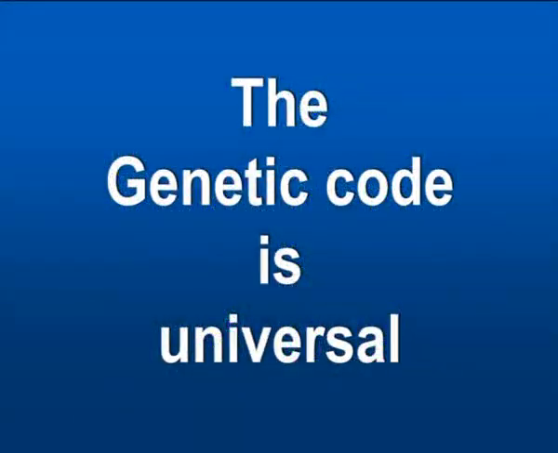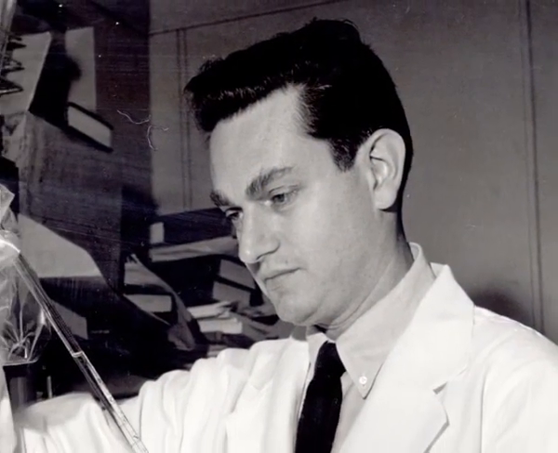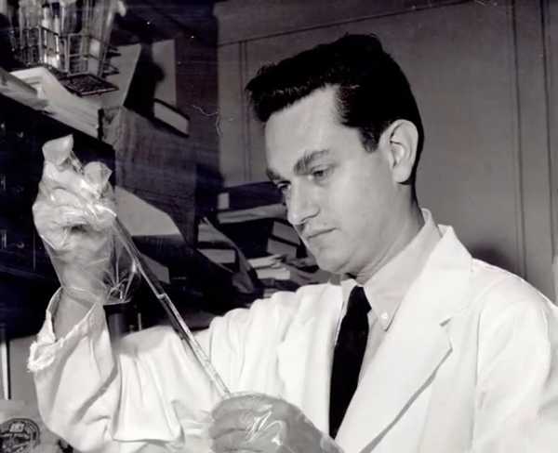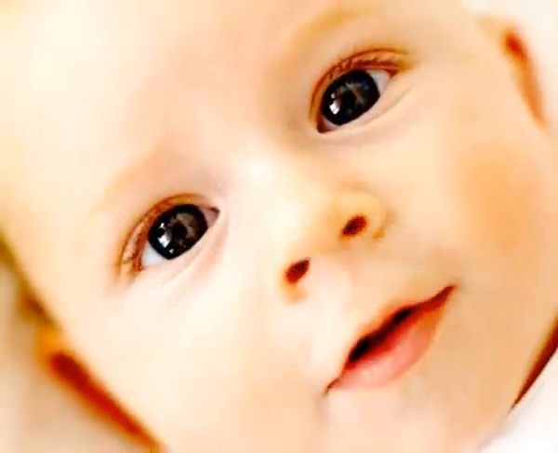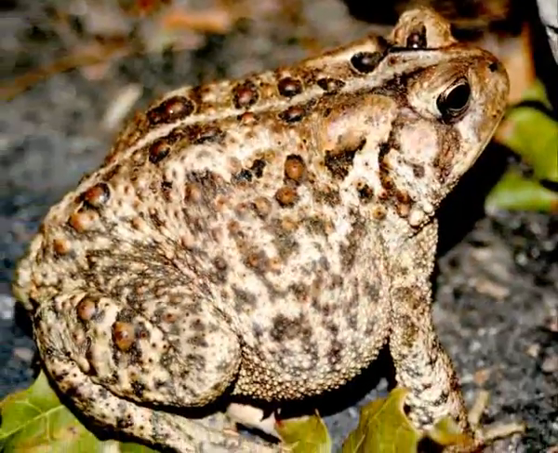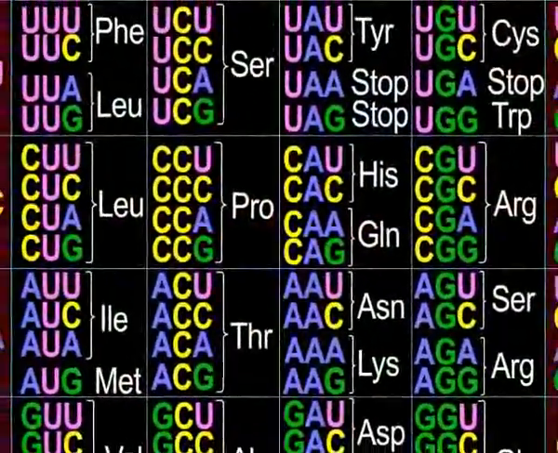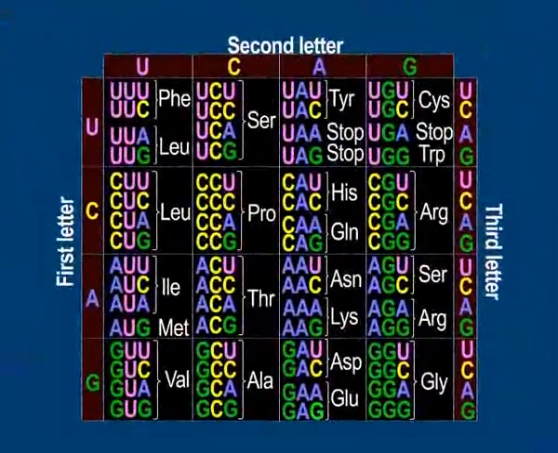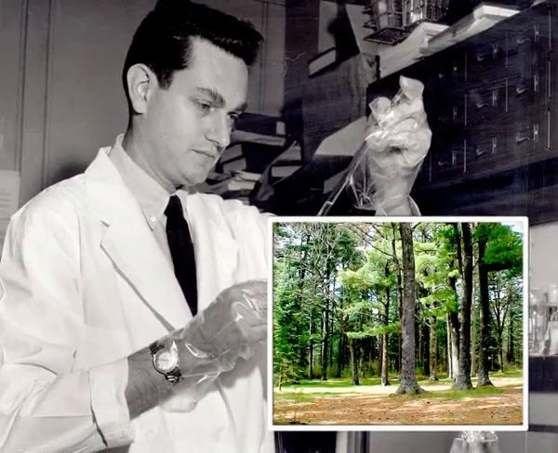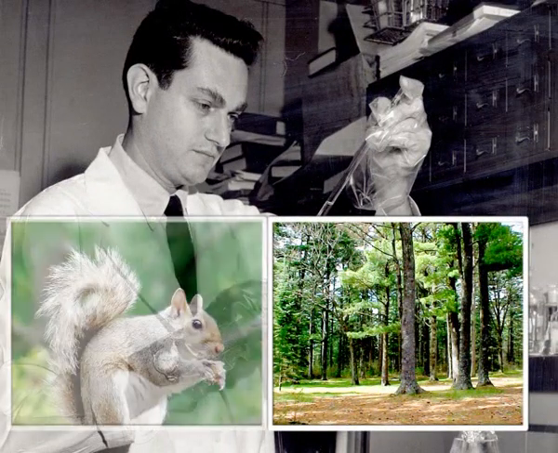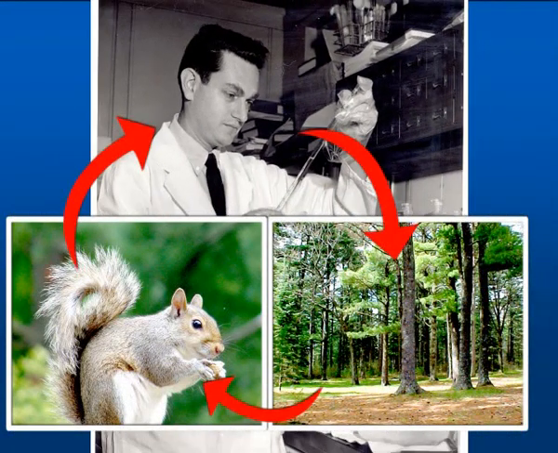The genetic code is universal. Nirenberg and his colleagues did many experiments to find the universality in codes of bacteria and humans. Experiments with toads and guinea pigs showed that the code was almost universal. At one stage, Nirenberg looked out of the window of his office and said that the tree and the squirrel and himself would have turned out to be so similar biologically.